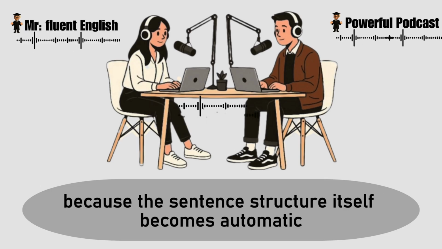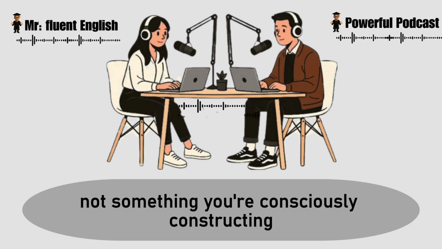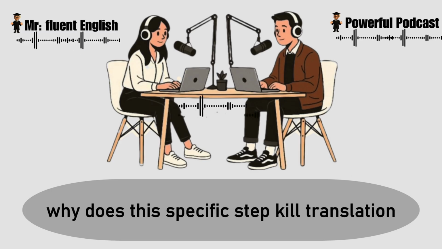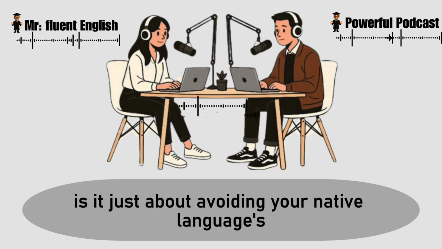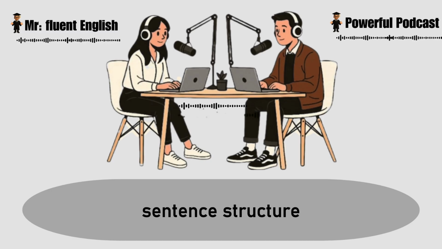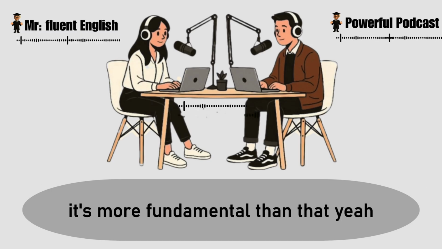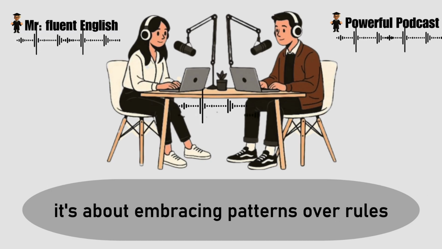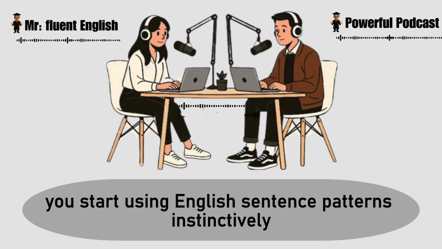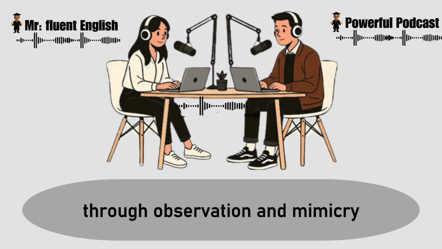Absolutely, because the sentence structure itself becomes automatic, not something you're consciously constructing rule by rule. Why does this specific step kill translation? Is it just about avoiding your native language's sentence structure? It's more fundamental than that. Yeah. It's about embracing patterns over rules. You start using English sentence patterns instinctively through observation and mimicry.